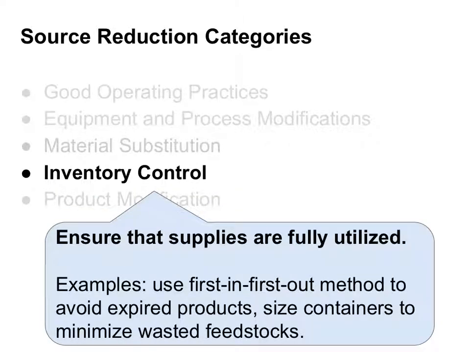Inventory control can definitely be thought of as a good operating practice, but many times it's looked at separately because it's so important. Here, the idea is to ensure that supplies are fully used and that none go wasted because they're off spec or out of date. Examples of how to do this include a first in, first out method, where any supplies that come into your building first are also the ones that are used first. You can also have right-sized containers and better labeling practices.